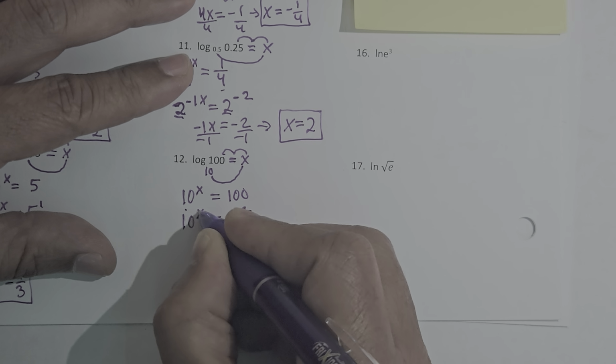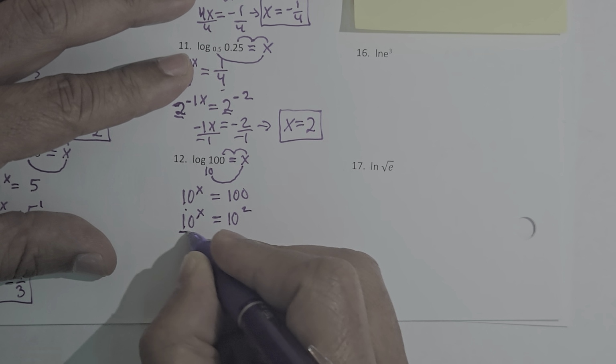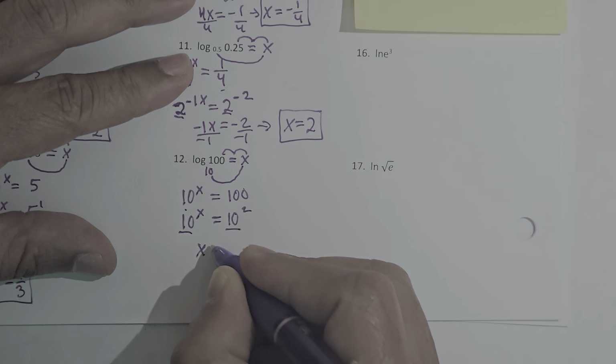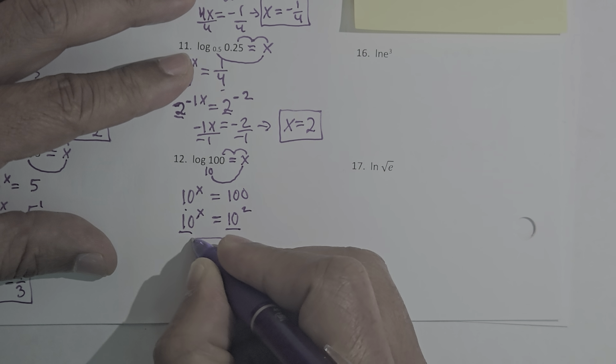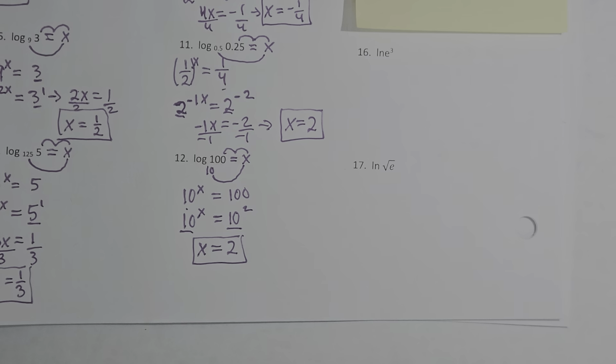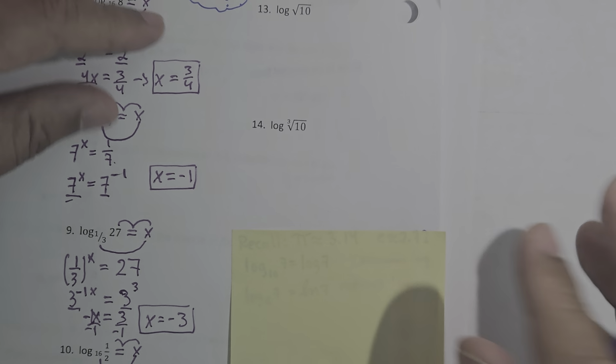So 10 to the power of x is equal to 10 to the second. We have the same base again. Just set the powers equal to each other, and we don't have to do anything else. That's all for this example.